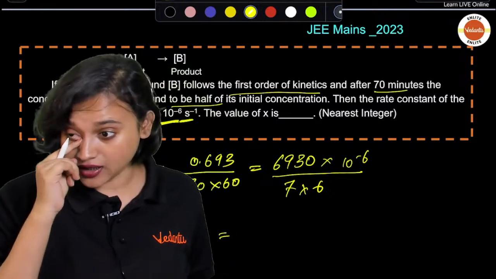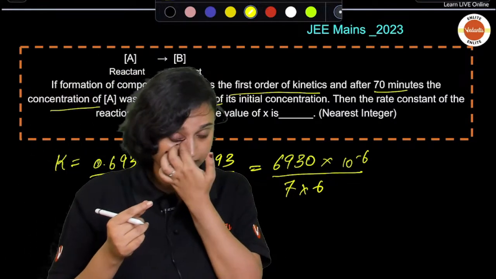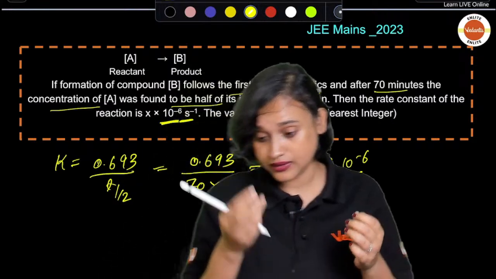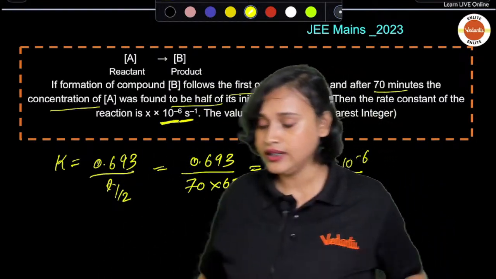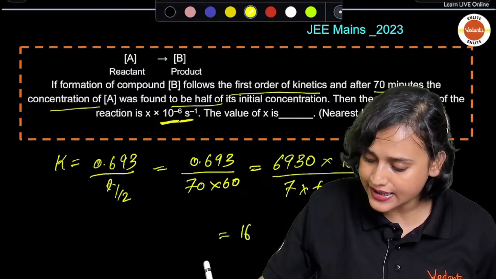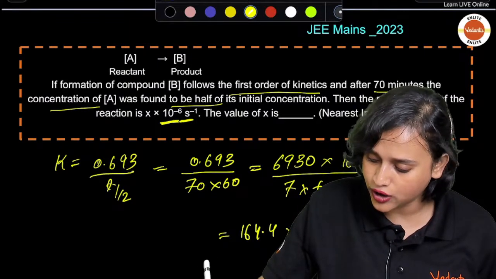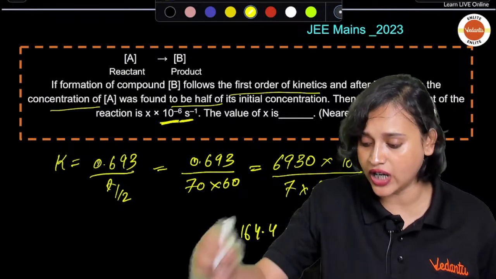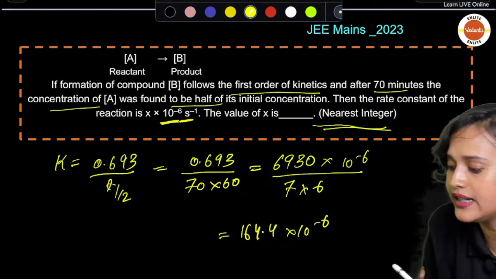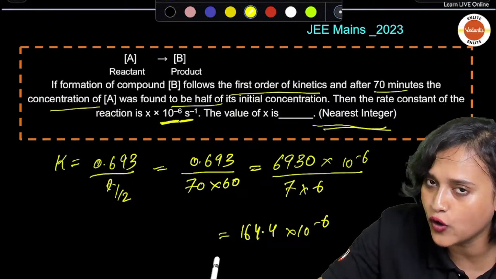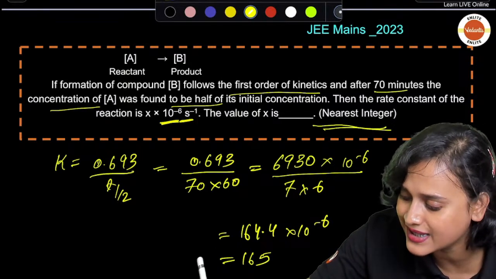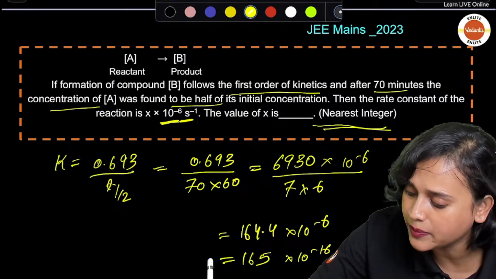Did you calculate it? Yes? 164.4. Alright, so 164.4 into 10 to the power minus 6. However, the question says nearest integer. So 164.4 into 10 to the power minus 6 means the nearest integer is going to be 165 into 10 to the power minus 6.